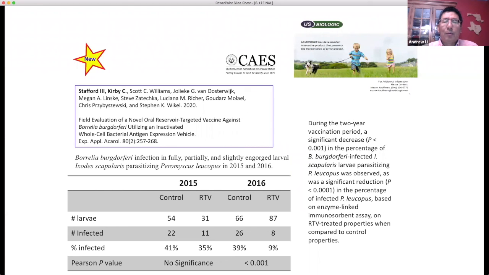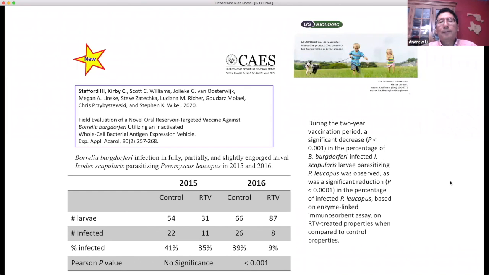Basically, they try to block pathogen transmission, when the larval stage feeding on mice picks up the pathogen. So they tested the percentage of bacteria-positive larvae. They found the RTV treated group had a 70% reduction in that category. So this is promising. The company is still working to register the products through USDA and FDA. So hopefully one day it will become commercially available.